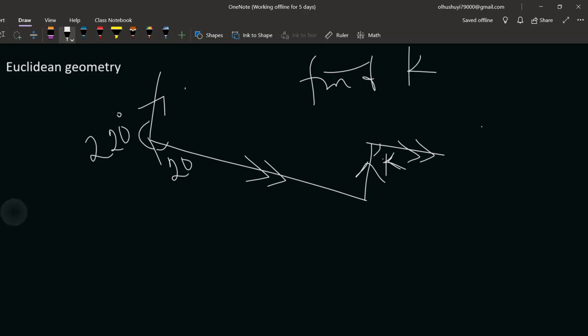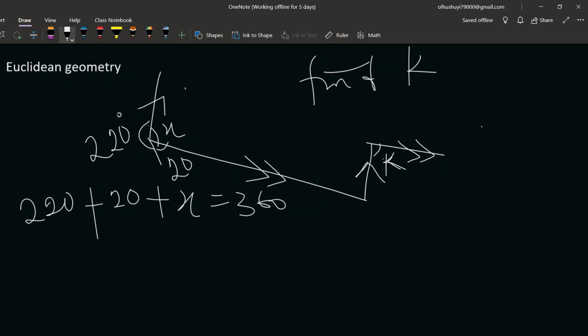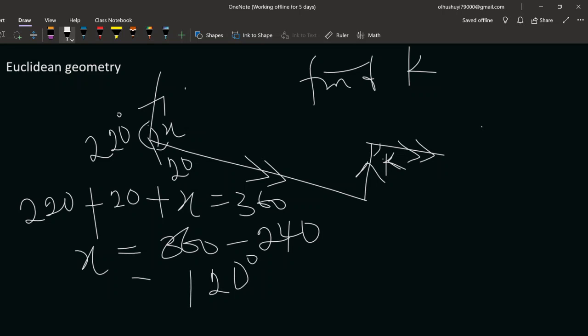Anyways, you should know 220 plus 20. Let me call this x plus x. That is 360. So x definitely will be equal to 360 minus 240, and that will be equal to 120 degrees. So x is 120 degrees.